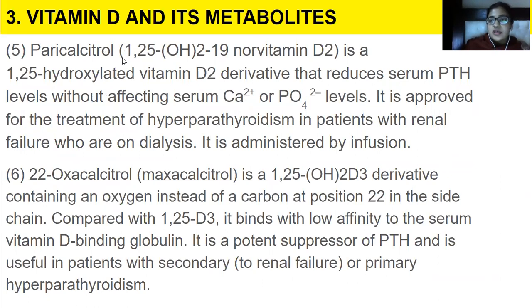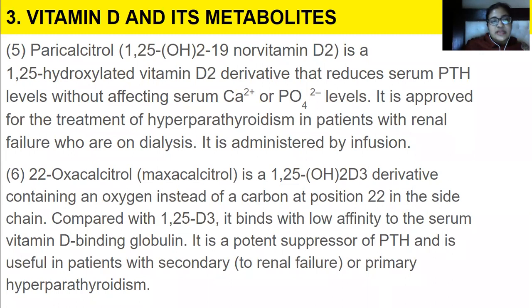Then the fifth metabolite we want to talk about is paricalcitol. It is a 1,25 hydroxylated vitamin D2 derivative that reduces serum PTH level without affecting serum calcium or phosphate levels. It is approved for the treatment of hyperparathyroidism in patients with renal failure who are on dialysis. It is administered by infusion.